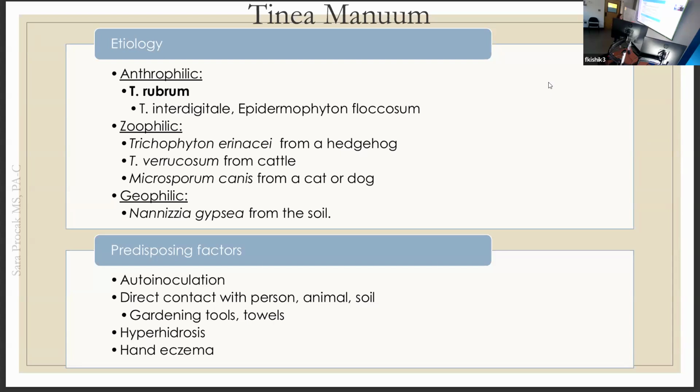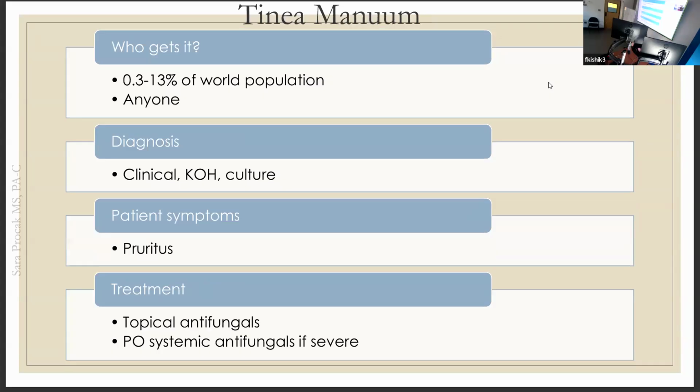Other predisposing factors, like hand eczema, again, a compromised skin barrier. Everything's going to be pretty much the same. Topical antifungals is going to be your go-to. If you see it affecting the hair follicles on the dorsum of the hand, you see pustules, you may have to then consider the oral antifungals.